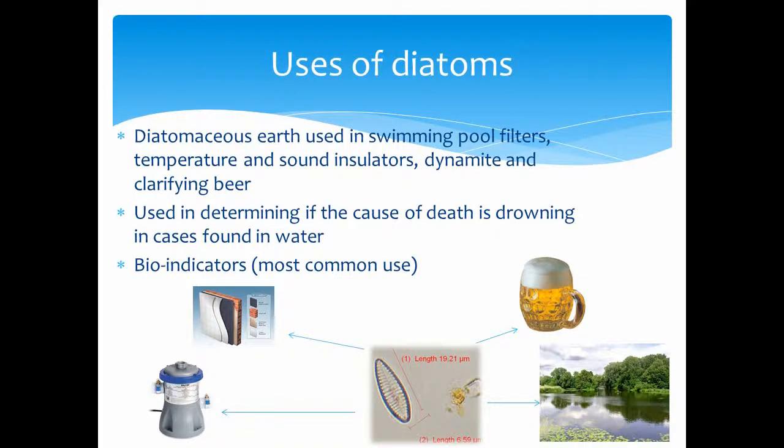So the uses of diatoms. Due to the unique nature of the diatom cell wall, when it breaks down it forms a siliceous material, which then makes biogenous sediments and diatomaceous ooze, which eventually hardens to form diatomaceous earth. Now this is used in a number of products we use every day, such as swimming pool filters, temperature and sound insulators, beer clarification, which is very important. And diatoms are also used in forensics to determine if a victim had died of drowning, if they're present in the marrow. However, the most common use of diatoms under the European Union Water Framework Directive is as a bioindicator to determine if the ecosystem is healthy or not.